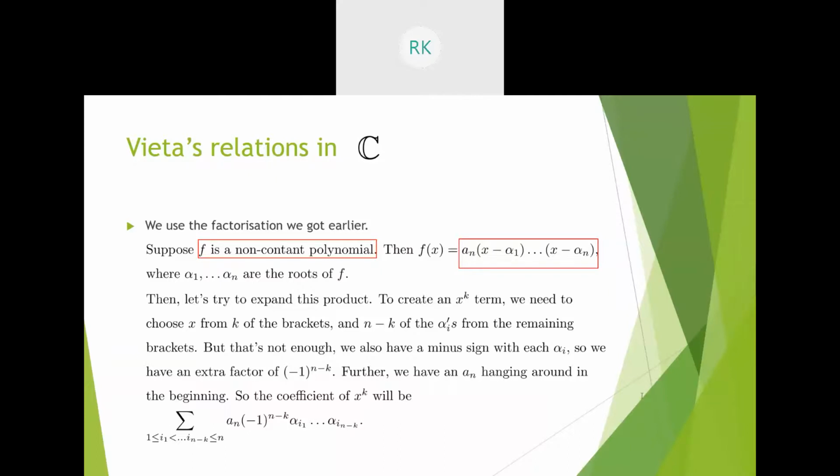So using the same idea, what should be the x term? How will you create the x term? a times x minus alpha 1 times x minus alpha 2 times x minus alpha 3. A typical x term will have something of the form c into x. So if you want something like c into x, you have to choose x from exactly one of the brackets and minus alphas from the remaining brackets. So what should be the term with the x?